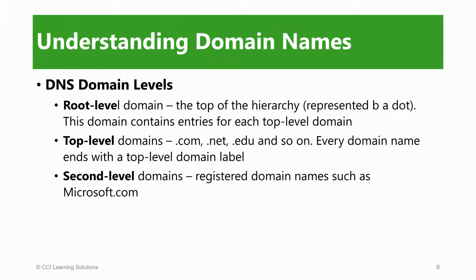So DNS domain levels, the root level domain, the top of the hierarchy represented by a dot. This domain contains entries for each top level domain. Top level domains .com, .net, .edu, and so on. Every domain name ends with a top level domain label. Second level domains are registered domain names such as Microsoft.com.